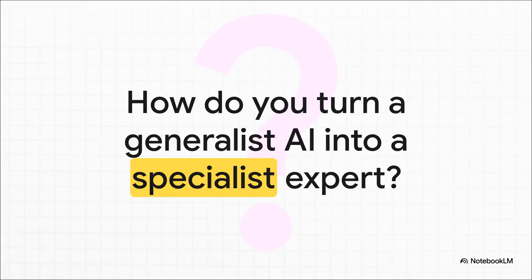So let's start with the big question. You've got these incredible pre-trained AI models, right? They're total jacks of all trades. They know a little bit about everything, history, science, you name it. But what if you don't need a generalist? What if what you really need is a master of one specific thing?